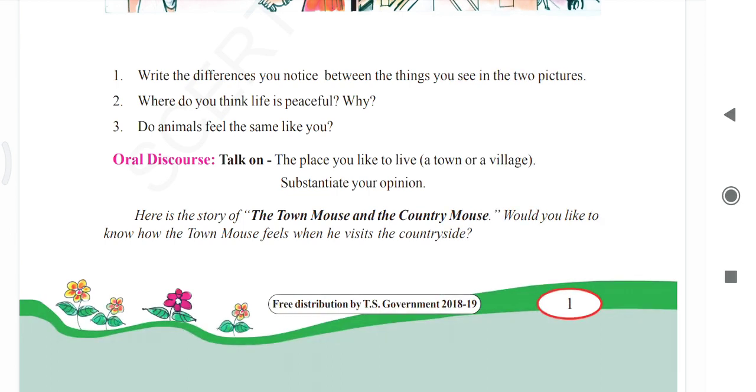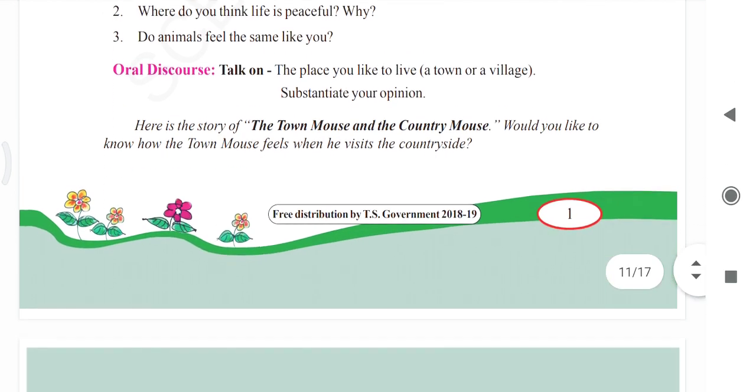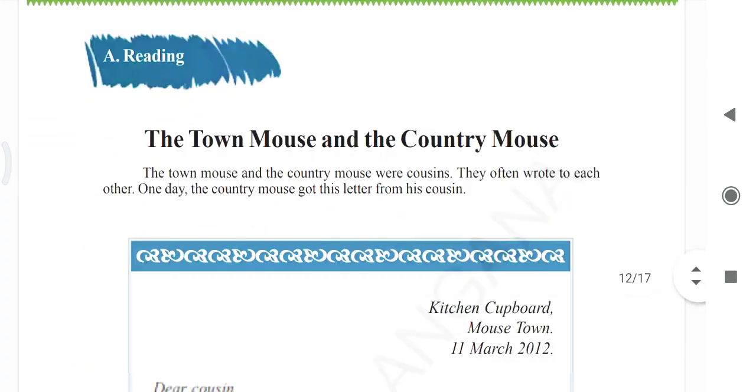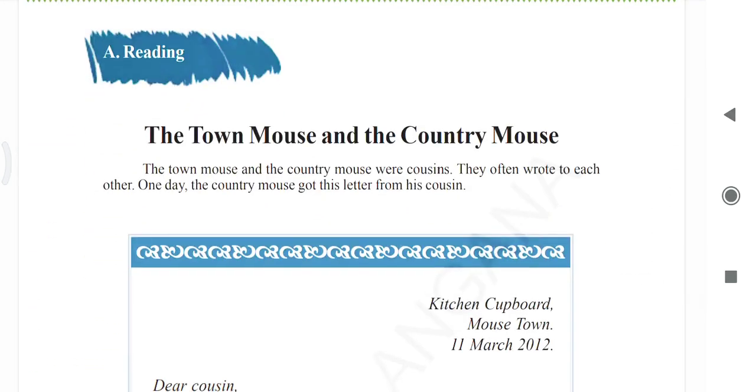Okay, so next, here we go. So here is a story of the town mouse and the country mouse. Would you like to know how the town mouse feels when he visits the countryside? Okay, so now we are starting the lesson here, dear. So we have reading A. We can see the title, the town mouse and the country mouse.